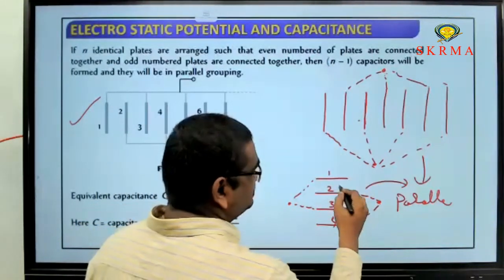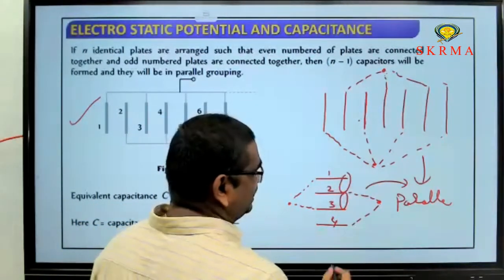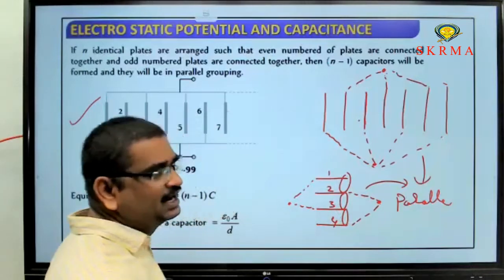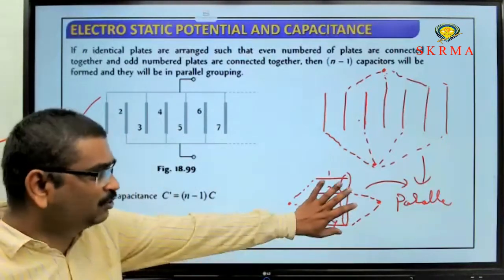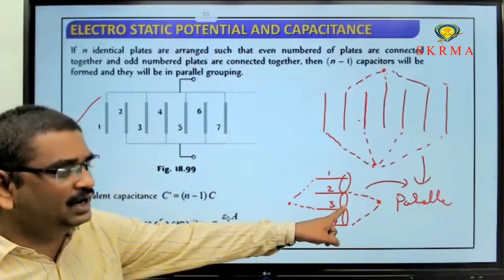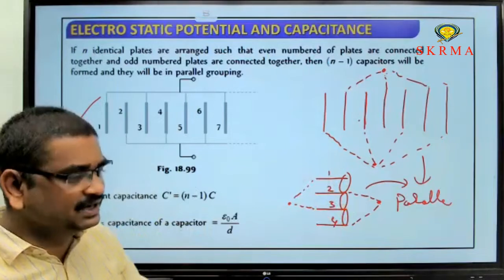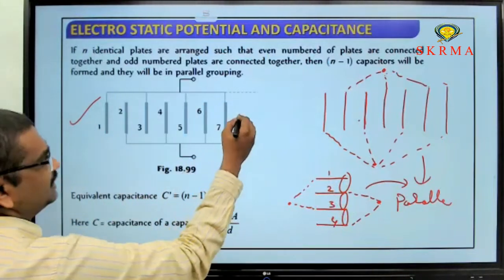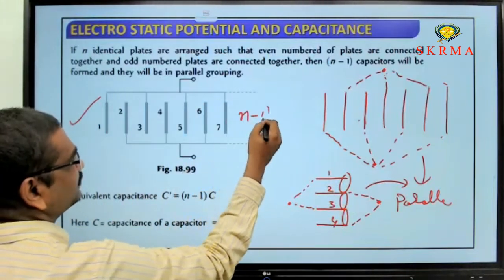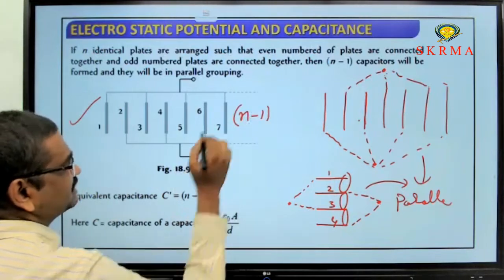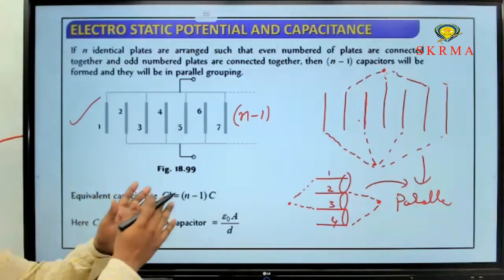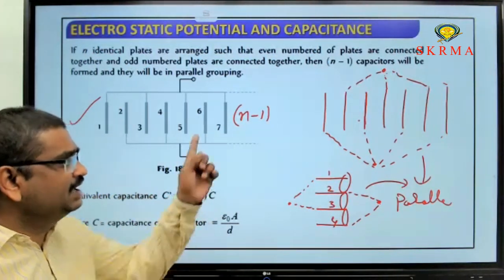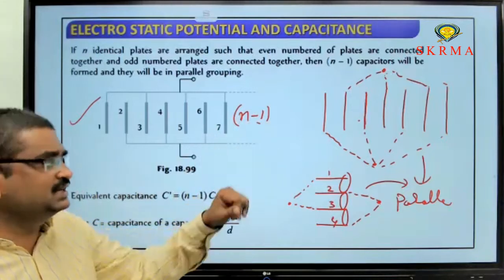This is the first capacitor. This one forms the second capacitor. This one forms the third capacitor. For 4 plates, how many capacitors did we get? 3 capacitors. Similarly, for n number of plates, you will get n minus 1 capacitors.